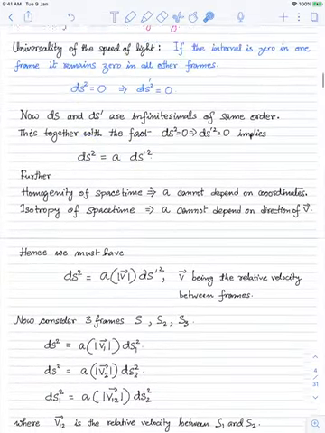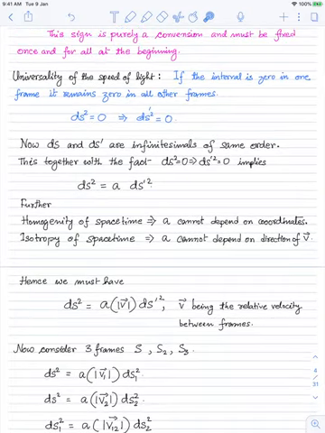So now we come up with two more assumptions about space-time. The first is called the homogeneity of space-time, by which we mean that no point in space-time can be special. All points are equivalent. So if we are in a homogeneous space-time, then this constant cannot depend on the coordinates.